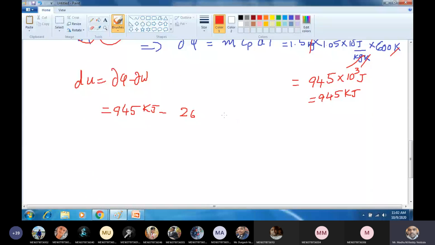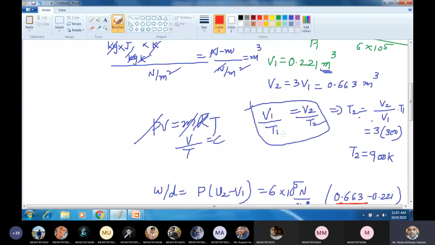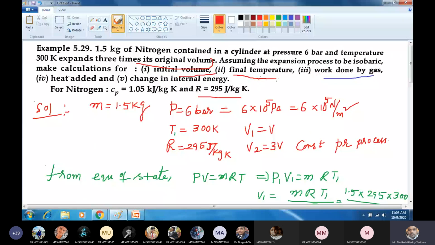So substitute that value, 265 kilojoules. What is the value now? Roughly 680 kilojoules is the change in internal energy. Is this problem clear? So what we calculated: the initial volume using the equation of state, then the final temperature from the relation between temperature and volume, then work done using P into V2 minus V1, then heat added equal to m into Cp into dt because it is a constant pressure process. Then the change in internal energy is the difference between heat supplied and work done.